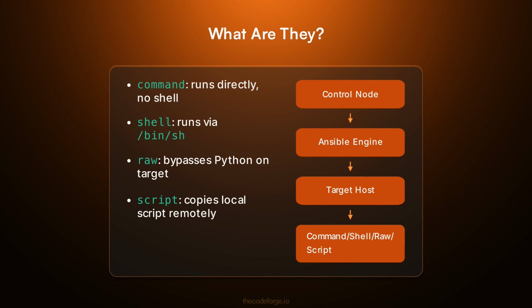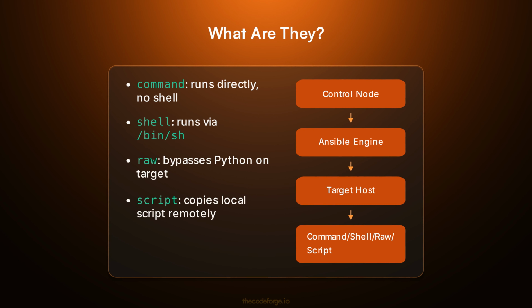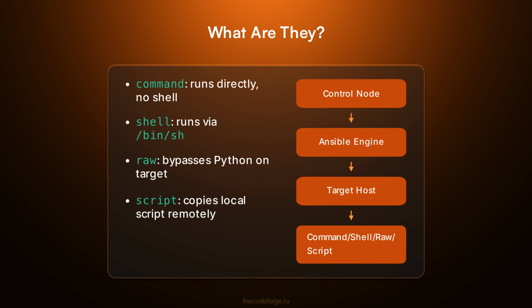The command module is the simplest. It runs a command directly without a shell, so no expansion of $HOME or pipes. The shell module runs through /bin/sh, giving you pipes, redirects, and variable expansion. Raw is for bootstrapping hosts without Python, and script copies a local script to the remote host. All four are not idempotent by default. You must use creates or removes flags.